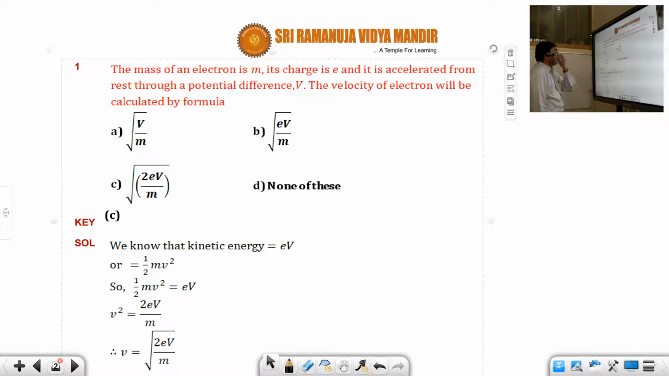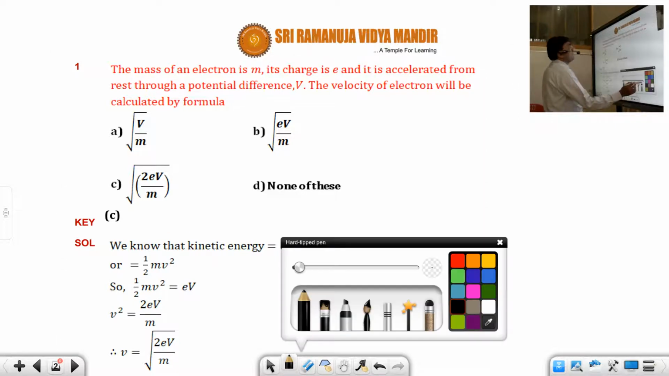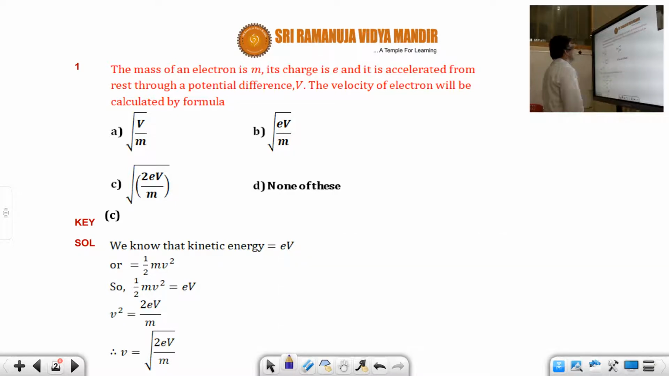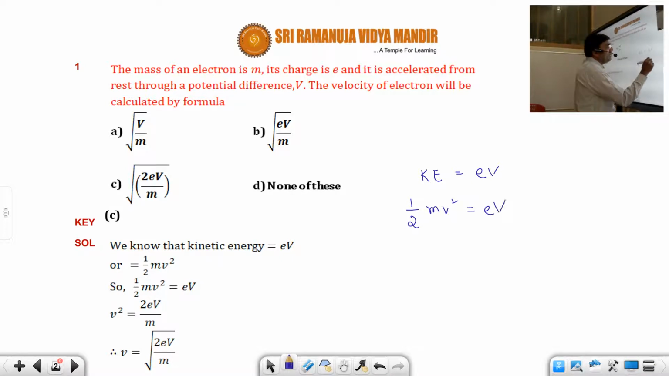The mass of an electron is m. Its charge is e. It is accelerated from rest through a potential difference V. The velocity of the electron will be? You are all aware kinetic energy is equal to eV. What is eV? eV is stopping potential. So kinetic energy, half mv square, is equal to eV. Here V is potential, whereas small v is velocity.